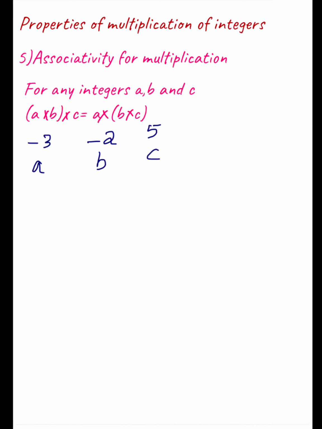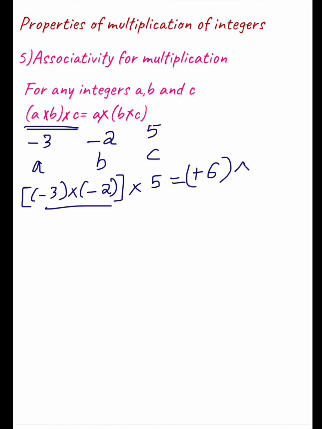Okay. Now first let's do (A × B) × C. A × B means you have to do minus 3 into minus 2. Then multiply it with C, that is 5. Let's see. What is minus 3 into minus 2? Multiplication of two negative integers, you have to multiply them as whole numbers and put the negative sign. Sorry, put the positive sign. That means 3 into 2 is 6, and put the positive sign means plus 6, into 5. What is 6 into 5? 6 into 5 is 30. So you got the answer as 30.